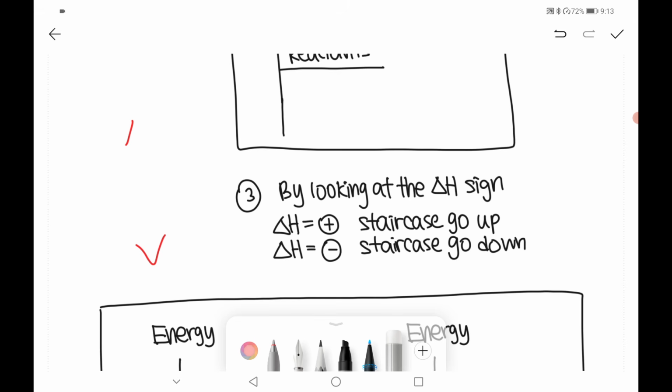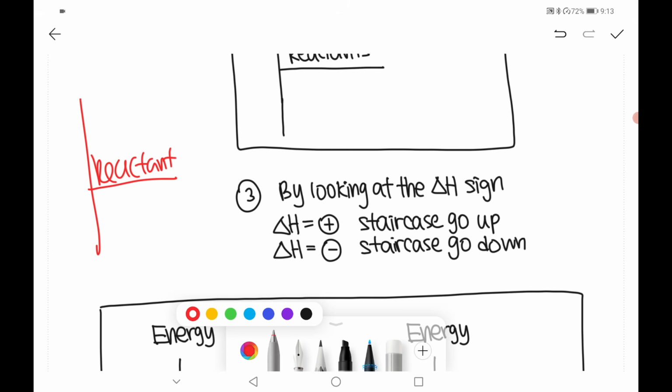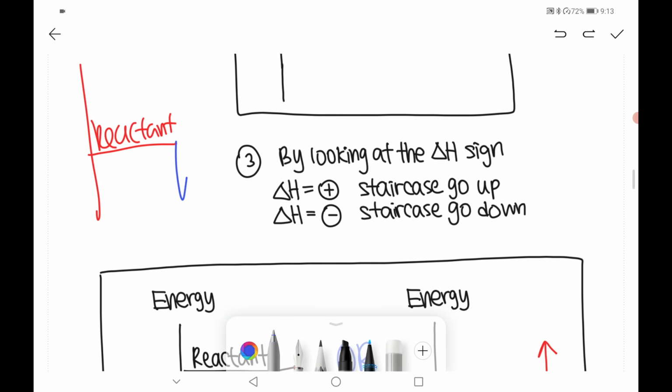So if the delta H is positive, the ladder will go up. Let's say this is the reactant. If the delta H is positive, you go up. If the delta H is negative, you go down. That's it.